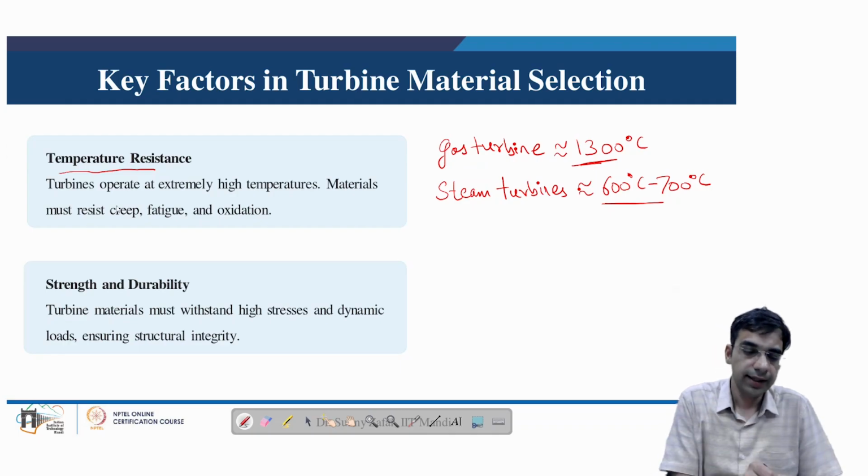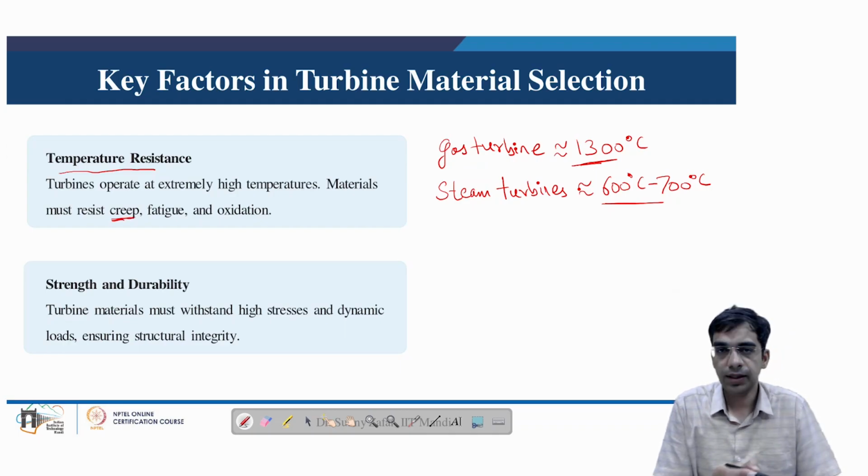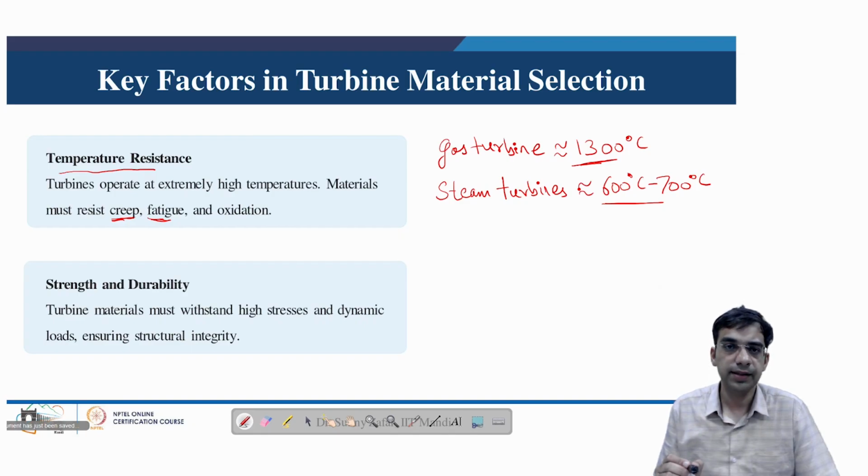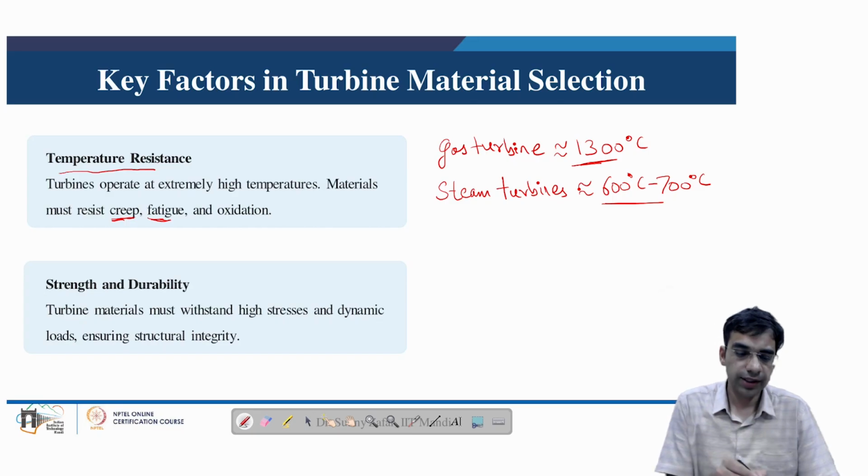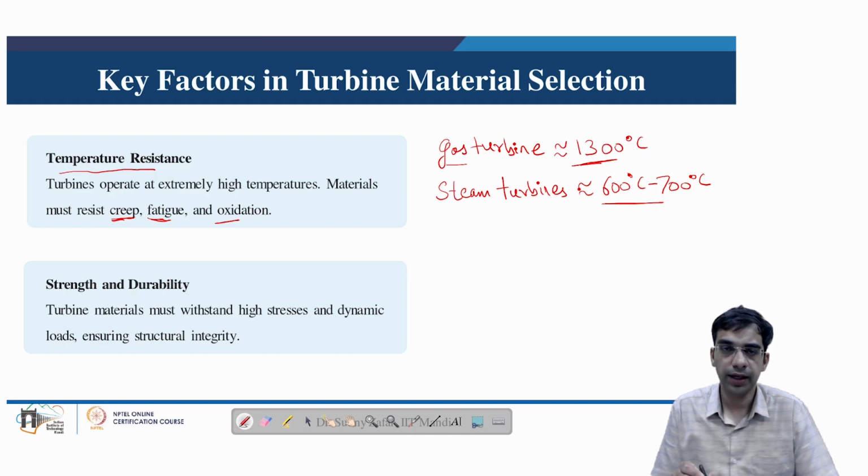So these challenges are like creep, which is nothing but deformation of material under constant load and elevated temperature. Then fatigue of materials is very important, because turbine blades or turbines are dynamic components, meaning we have rotational components. And fatigue is basically the failure of such materials under cyclic loading. Then oxidation, because turbines like gas turbine are operating in ambient conditions, and at high temperature several materials have a tendency to form oxides, and oxidation becomes a big problem in this temperature range.